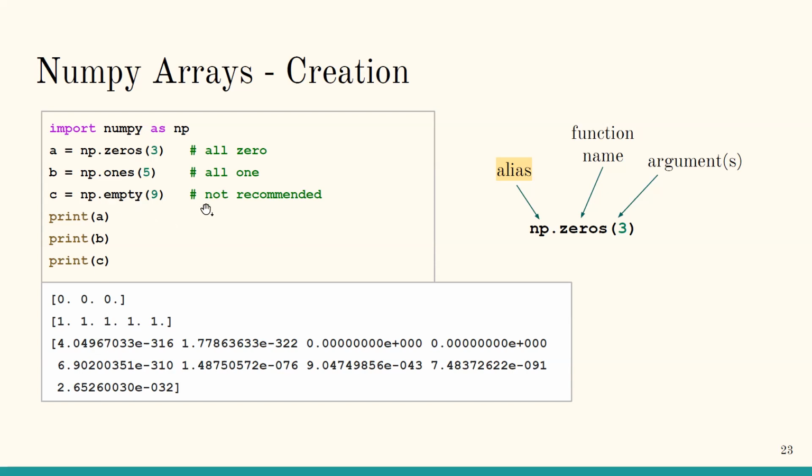And we don't recommend using this empty function because you can see that it's random values. It's giving you whatever is inside your memory, which is just something that is random, right? So here we are using the alias np for numpy. We don't want to type everything, right? We don't want to type numpy. We want to type np. Dot zeros is the function name. And then 3 is the argument. It just needs 1 argument.